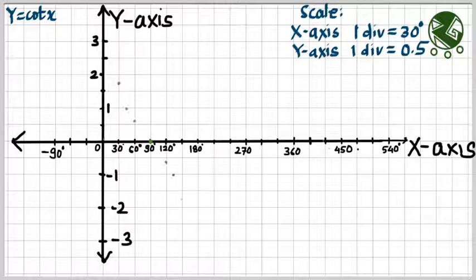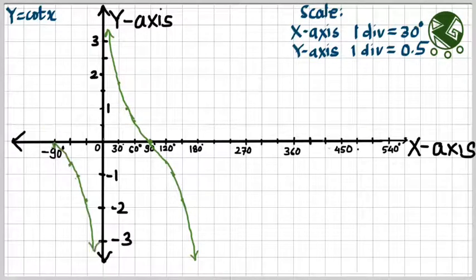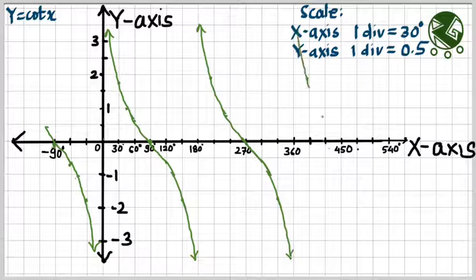So cot 0 is not defined, but cot 90 is 0, correct? And then cot of 60 is equal to 0.6, cot of 45 is 1, and then we will connect all this and repeat the graph again and again. So this is how the graph of y is equal to cot x looks like.